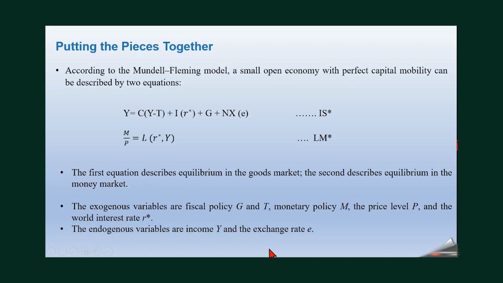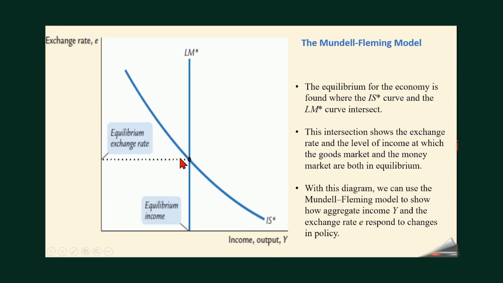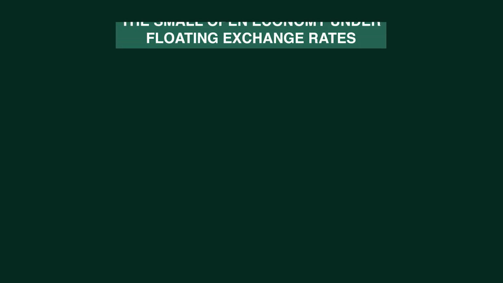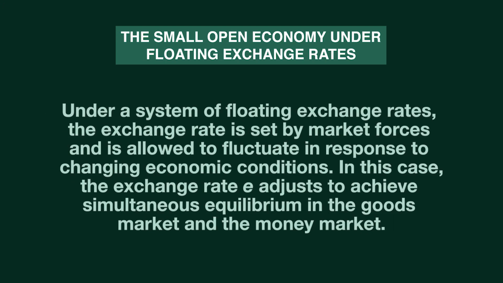Now we put both the IS and LM together, and we find that the equilibrium exchange rate will be given by this particular point of intersection between the LM curve and the IS curve. And we find that for a particular value of Y and r, the economy has an equilibrium income as well as the equilibrium exchange rate. Now let us have a small economy with a floating exchange rate. By floating exchange rate, we mean that the economy's exchange rate gets balanced by itself by market forces due to changes in demand and supply.